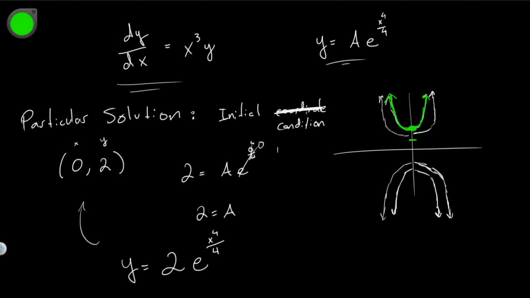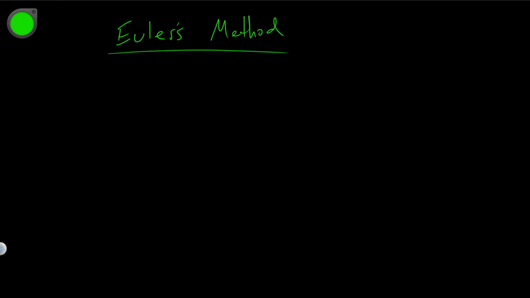Let's look at what happens when we cannot solve the differential equation. Let's see a technique that is used to solve differential equations approximately: Euler's method. So let's give ourselves a quick graph.